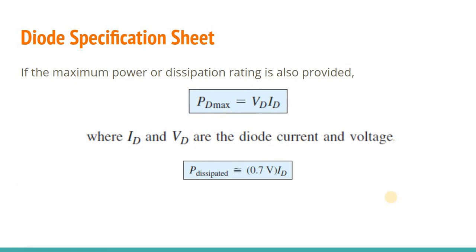Okay, if the maximum power dissipation rating is also provided, that is equal to power dissipation equals voltage times the current, where I sub D and V sub D are the diode current and voltage. So the power dissipated, if it is silicon, is approximately equal to 0.7 volts times the current.